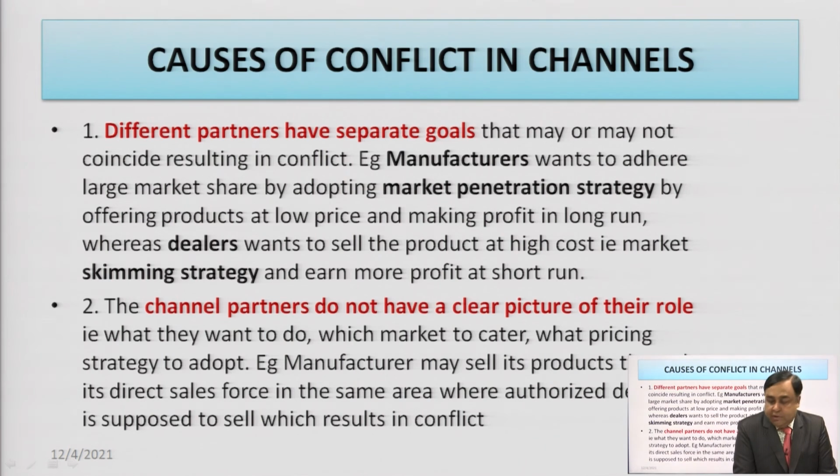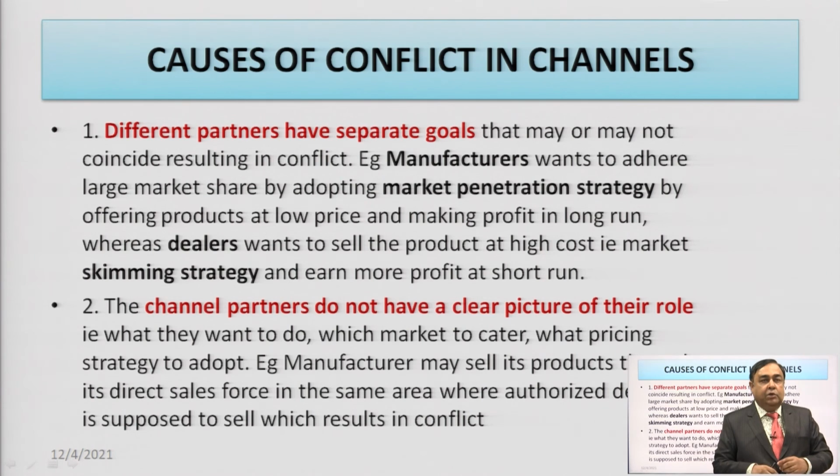Causes of conflict in channels: different partners have separate goals. Manufacturers are trying to gain a large market share by adopting a market penetration strategy, offering the product at a lower price. On the other hand, dealers want to sell the product at a higher price, following a market skimming strategy. So, these two lead to a sort of conflict.